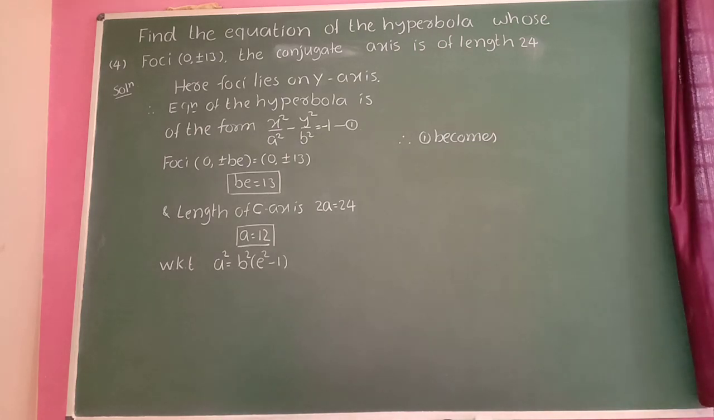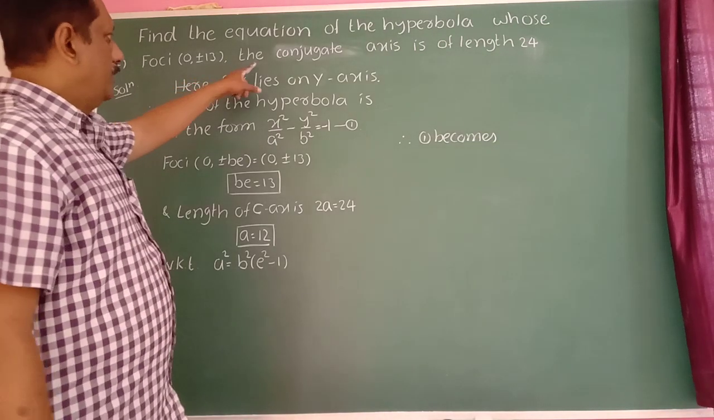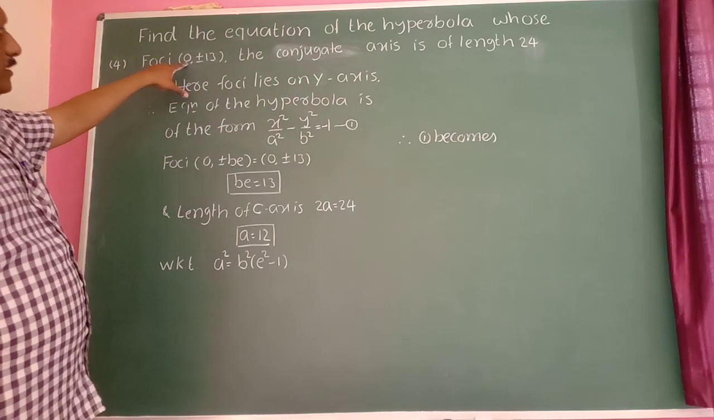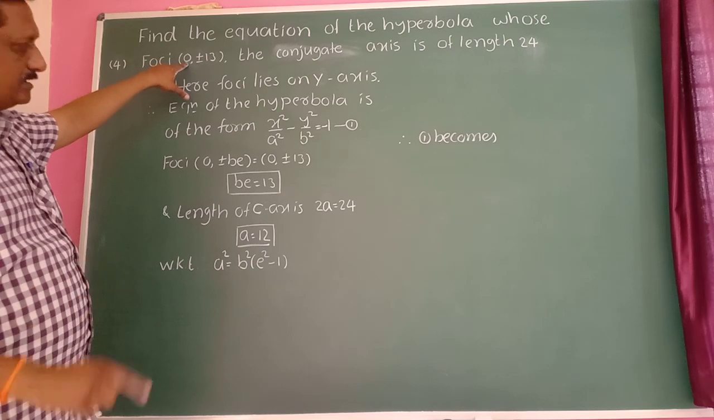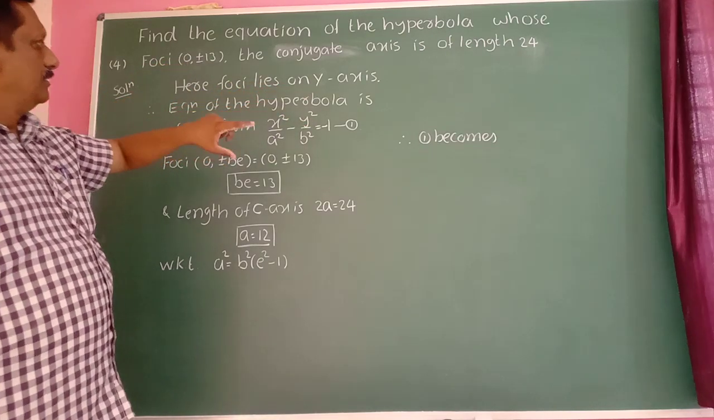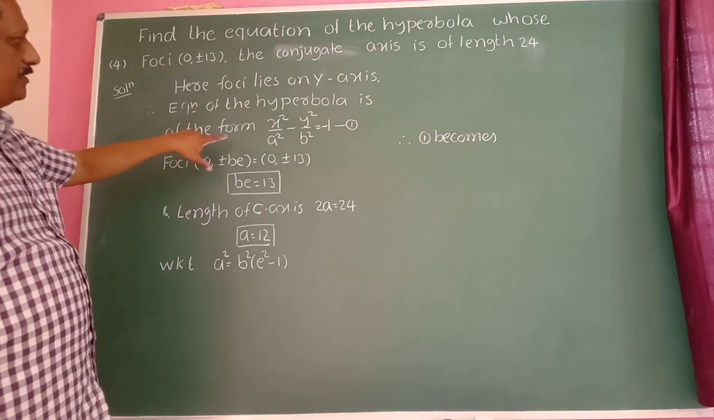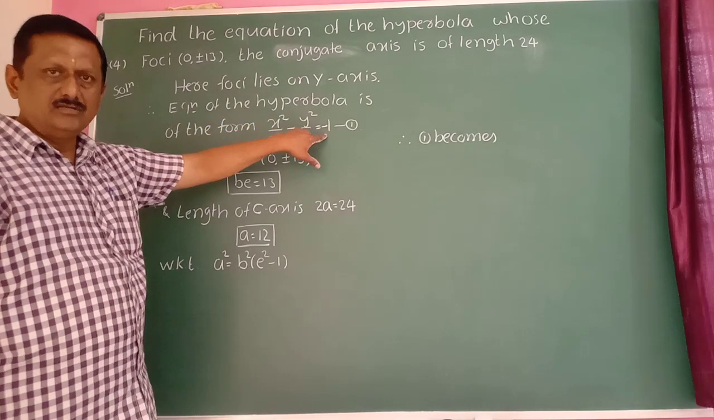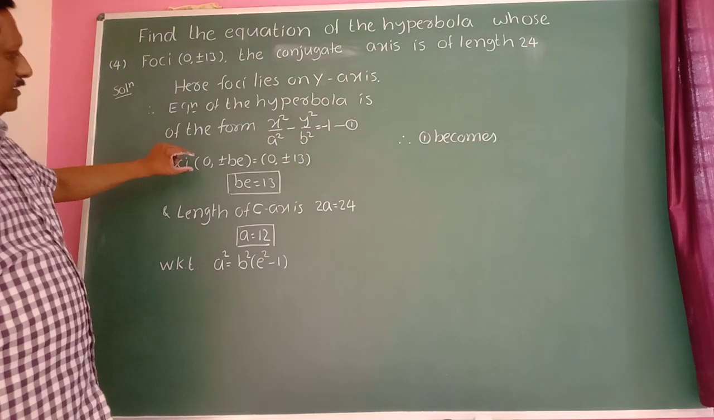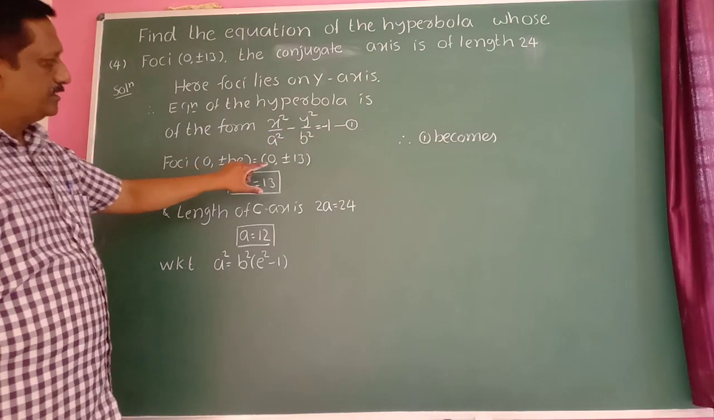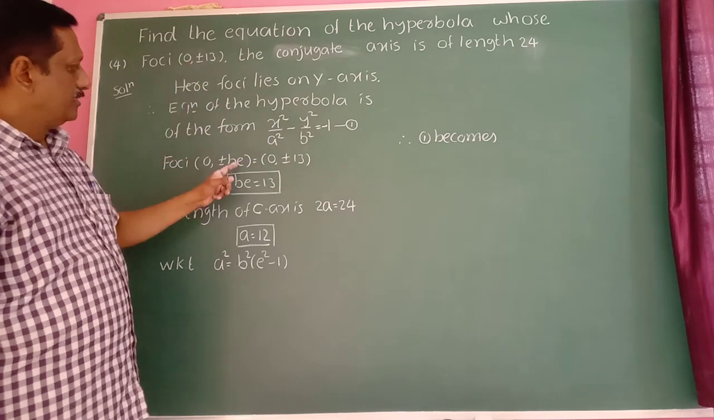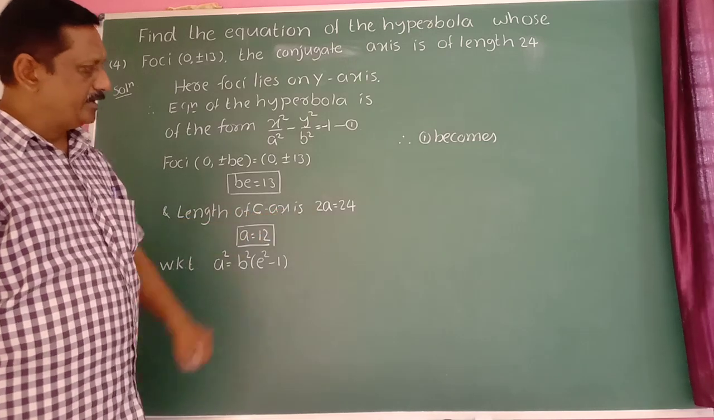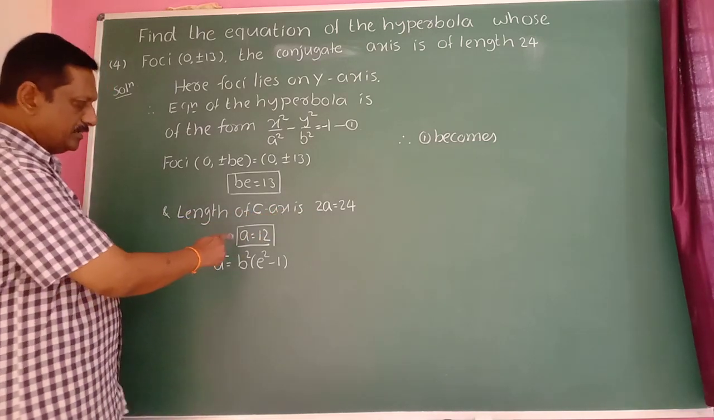In this case, foci (0, ±13) and the conjugate axis is of length 24. Here the foci lie on the y-axis. Therefore, the equation of the hyperbola is of the form x²/a² − y²/b² = −1. It is a conjugate hyperbola. Then the foci (0, ±be) equal (0, ±13), so be is 13. The length of the conjugate axis is 2a equal to 24, so a value is 12.